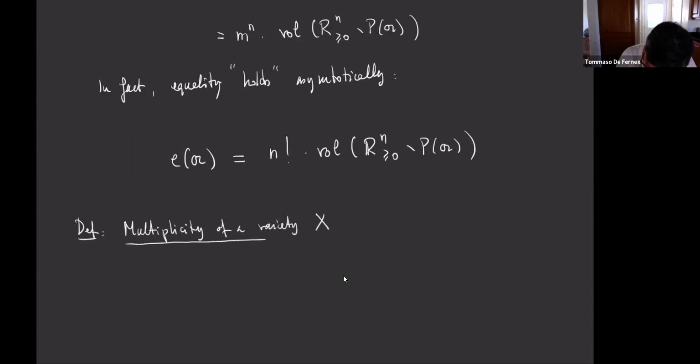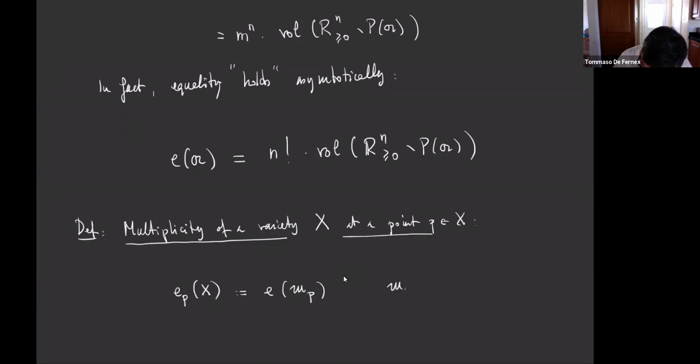What is the multiplicity of a variety X at a point? I'm going to denote it e_P(X). Not many people write multiplicity with an e, but I'm going to do it following Fulton. By definition, this is simply the Samuel multiplicity of the maximal ideal of the point, where m_P inside O_{X,P} is the maximal ideal of the local ring.